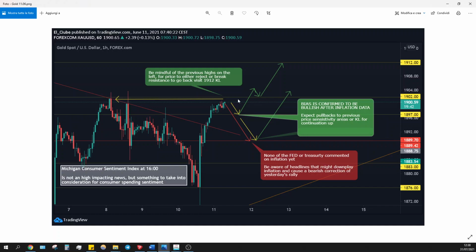But we're not talking about that. We're talking about a Friday after a big impulsive push. Exactly as happened yesterday, we are reacting at the previous highs, and it's a Friday, and we know that if price is not able to create new highs, so breaking above 1902 and revisiting 1912 possibly, we have a higher chance of a correction, of a pullback, profit taking. It's absolutely normal.